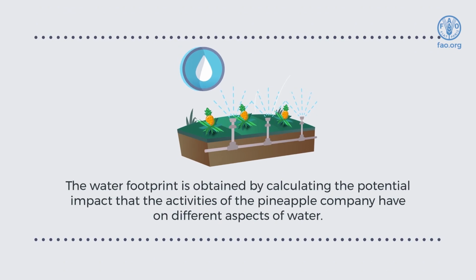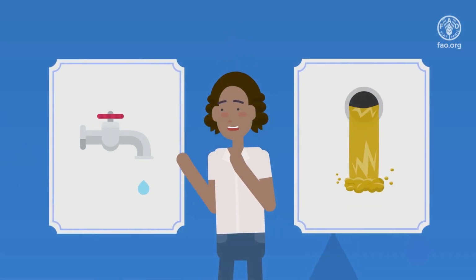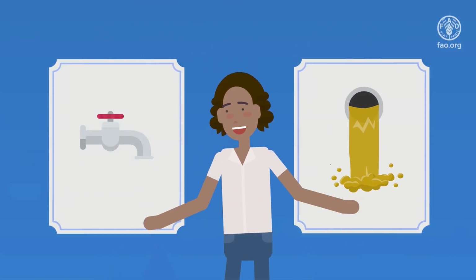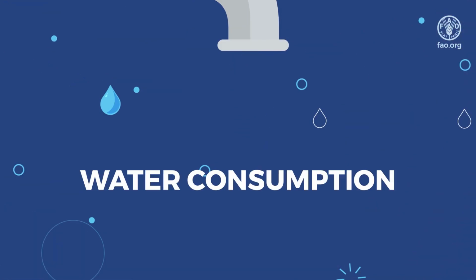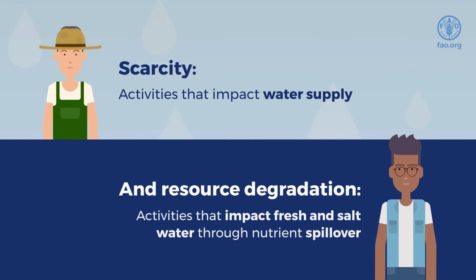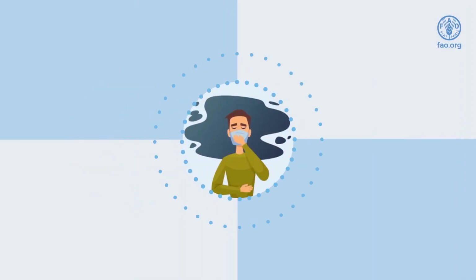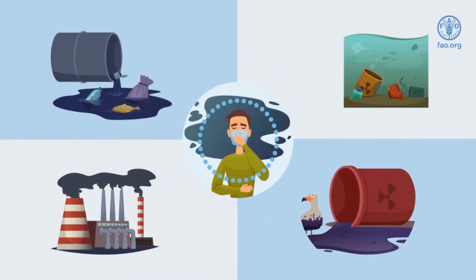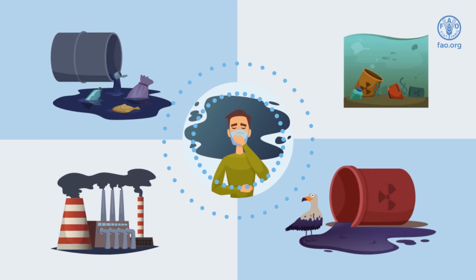The water footprint is obtained by calculating the potential impact of the pineapple company's activities on different aspects of water. The most important areas of impact for the pineapple sector relate to water consumption, that is, uses that impact water scarcity, and activities that could degrade water, that is, activities that impact fresh or salt water with nutrient runoff or agrochemical runoff that is toxic to ecosystems or people.